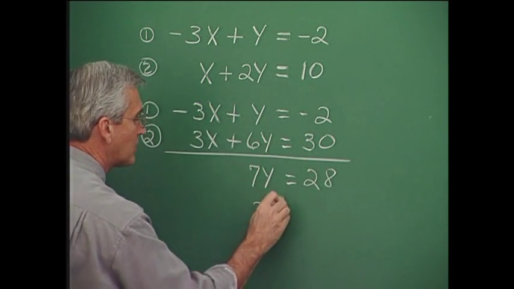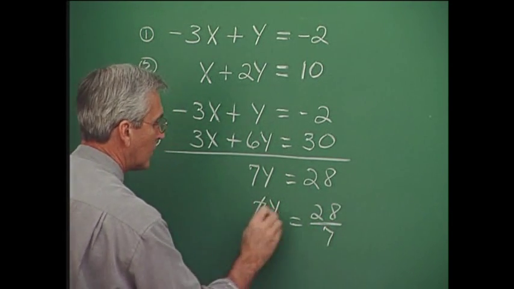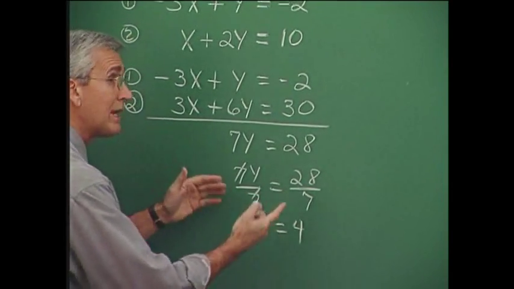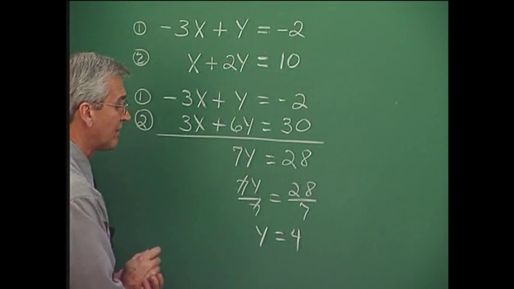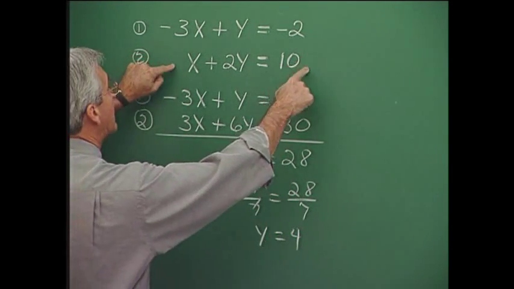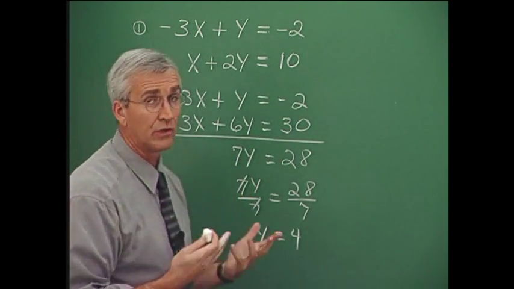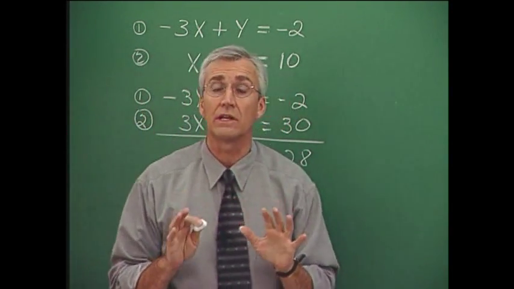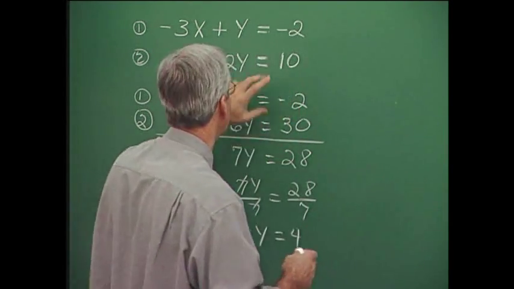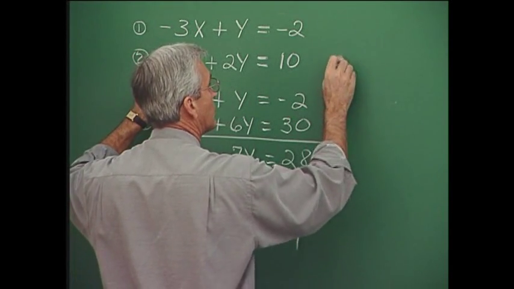Dividing on both sides by 7, we find y to be 4. Now that we have the value of y, we back substitute in order to find the value for x. So we'll back substitute into either of the original equations. Now, unlike the method of substitution, we don't have a convenient equation in which to do the back substitution. So we have to back substitute into one of these, and it doesn't matter which one. I'm going to use equation 2.